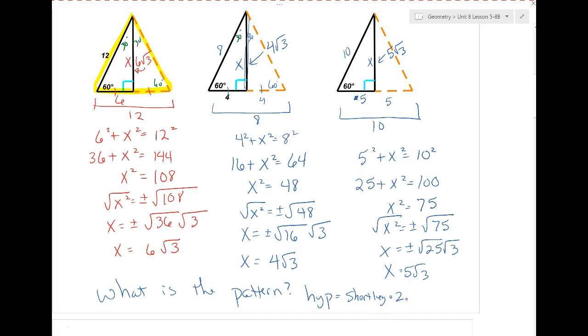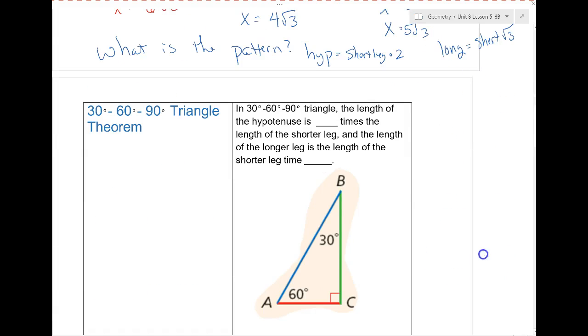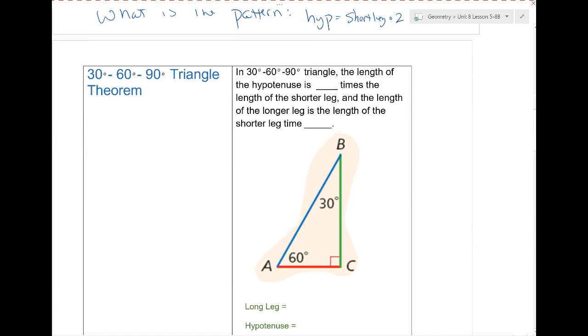Okay. Now, what do I know about the longer leg, the one that has like the 6 root 3, 4 root 3, 5 root 3? What you got? Smallest leg times. All right, so the longer one, because that's the one that's opposite, is really just the short one times what? Root 3? All right, well, that's exactly the pattern. Look at your theorem. In a 30, 60, 90 triangle, the length of the hypotenuse is 2 times the length of the shorter leg. The length of the longer leg is the length of the shorter leg times, excuse me, root 3.